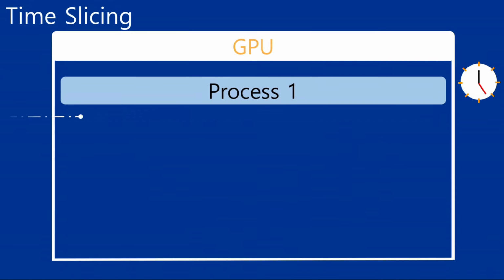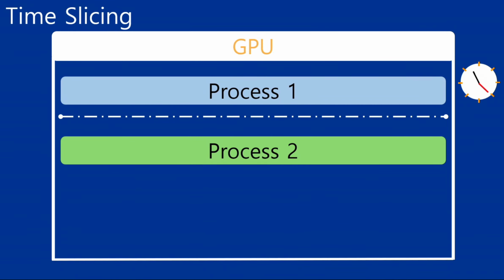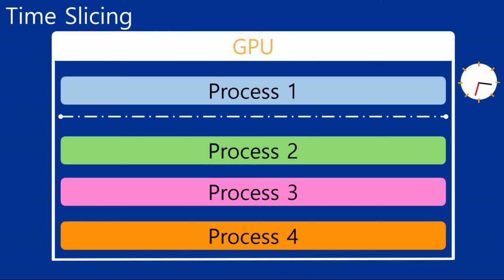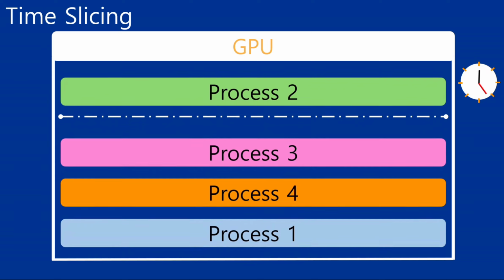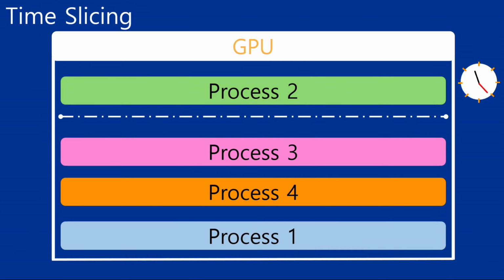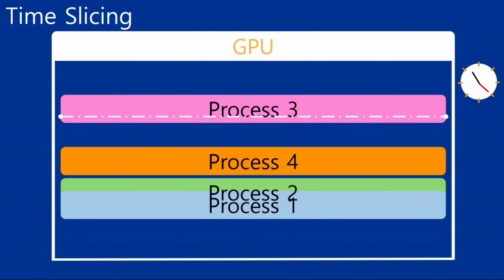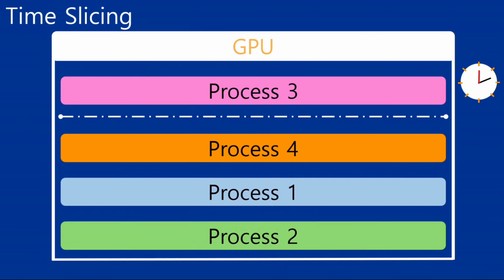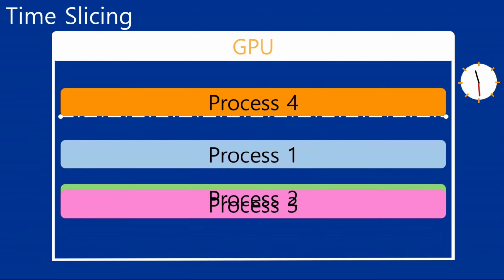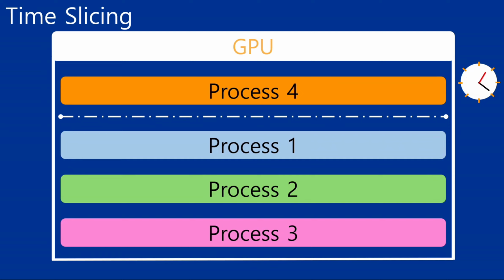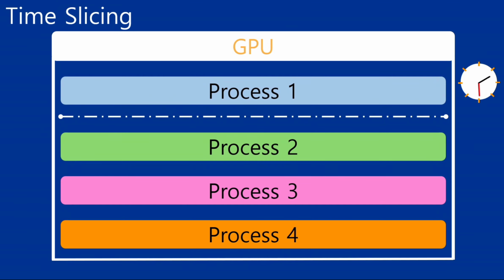Time slicing is a function that divides GPU time into multiple slices. Multiple processes are arranged by time, and when the set time has elapsed, the next process is executed. It allows multiple applications to access the GPU by assigning each slice to a different application. These features are useful when running small machine learning tasks or GPU-accelerated applications that can tolerate latency.